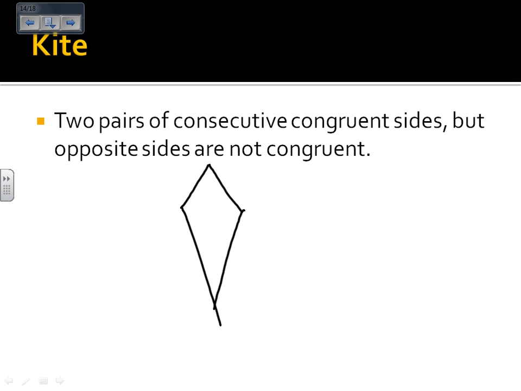Makes sense, right? You notice I gave you one of these on your Venn diagram right here in the corner. It has two pairs of consecutive, which means next to each other, congruent sides. Those two pairs are right there, and there's one pair, the other pair is in green. You notice how it looks like a kite? Like an old school kite. Mary Poppins style. Are we okay with this?